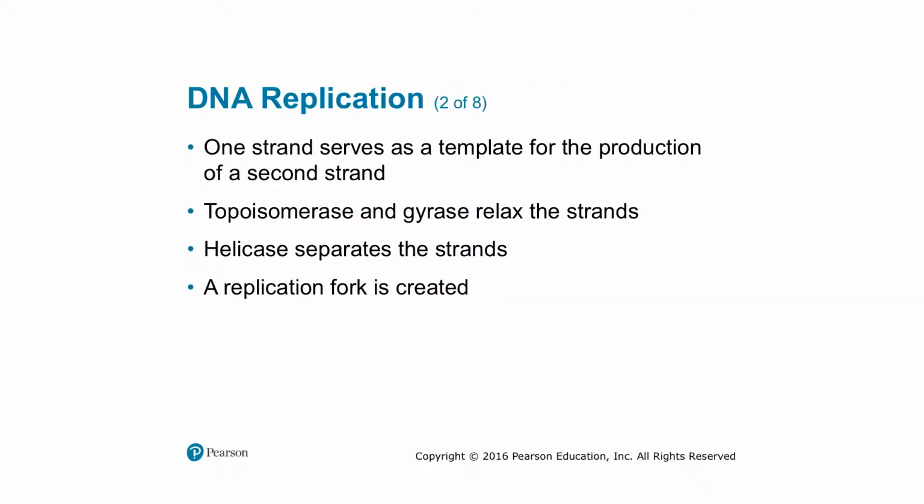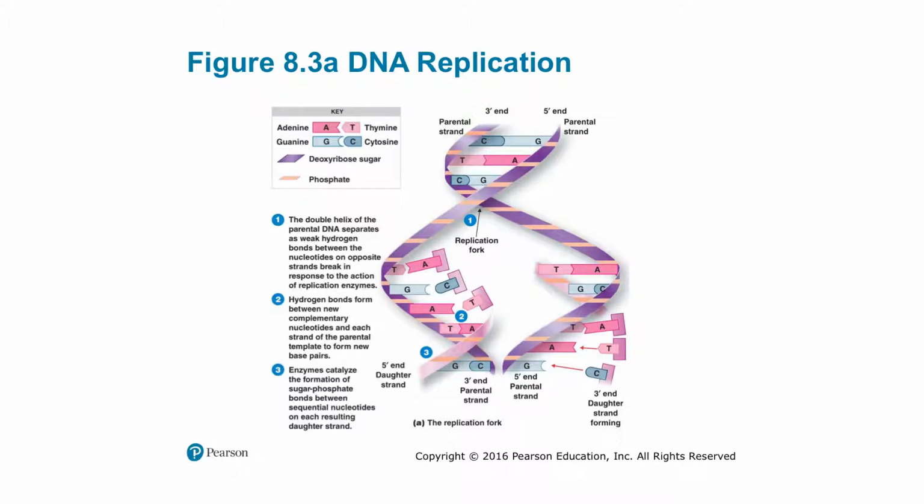So one strand serves as the template for the production of the second strand in DNA replication. Topoisomerase and the gyrase relax the strands, helicase separates the strands, and the replication fork is created. And so this is that first step here. So the double helix of the parental DNA separates, the weak hydrogen bonds between the nucleotides on the opposite strands break in response to the action of the DNA replication enzymes.